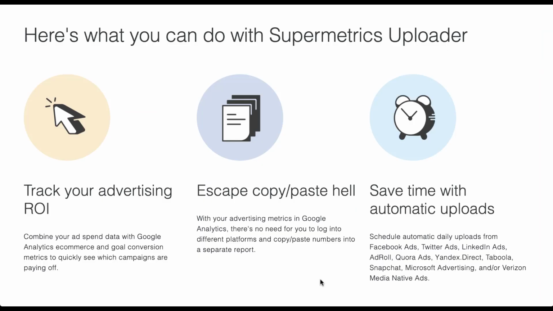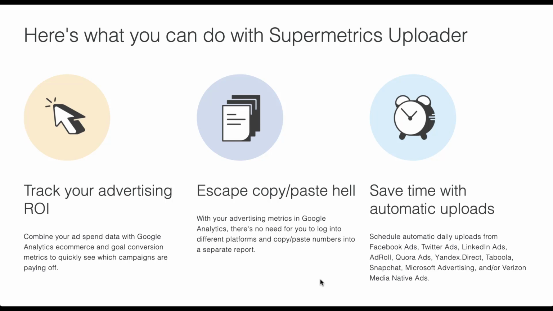The last thing I'm going to touch on really briefly, and I'm actually just on the Supermetrics website to make this a lot clearer, is called Supermetrics Uploader. And this is the last kind of tool I want to talk about for PPC specific uses. Basically what this does is it allows you to take your cost data from different advertising platforms and import them into Google Analytics.